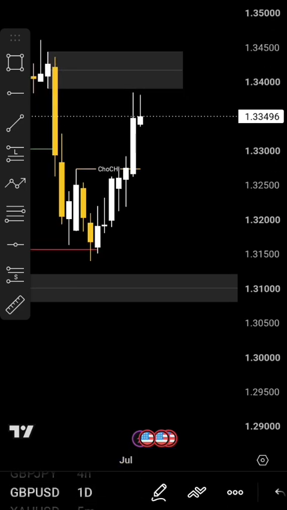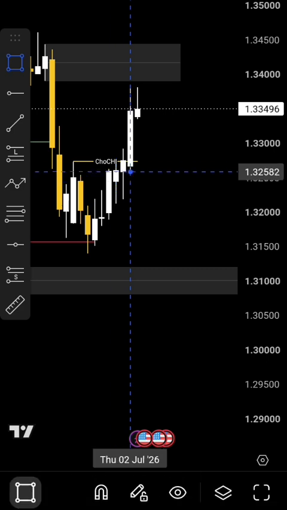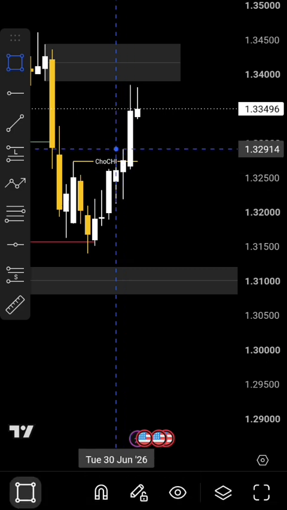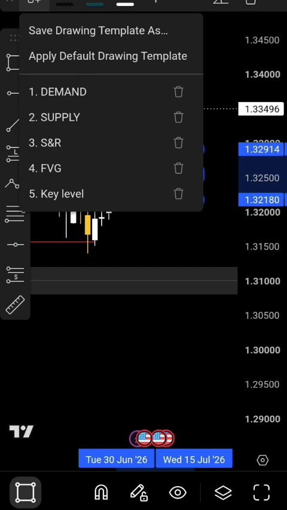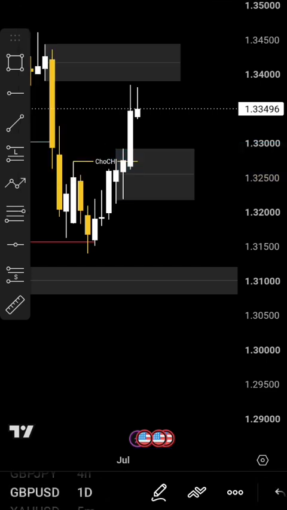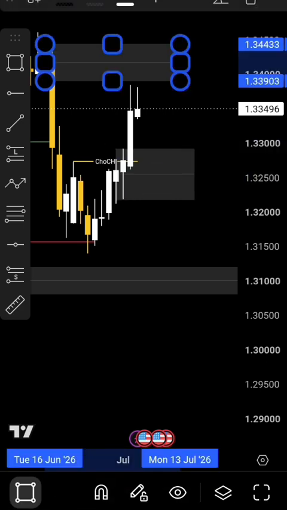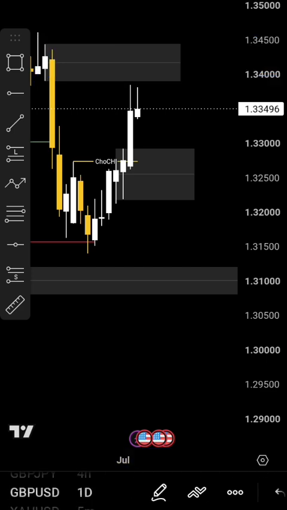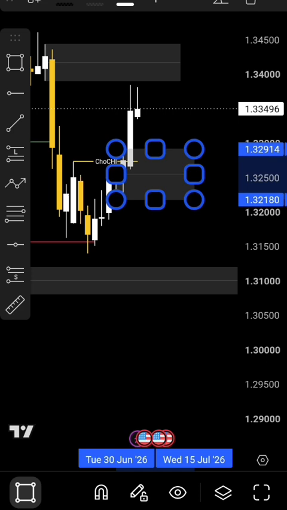Looking at what we have, we have gotten a change of character, and we have this other block here from the daily time frame. Just mark it as a key level. We have another block here, and another block here. We have gotten a perfect supply and demand area to look at. So our main focus is going to be this place. This is the zone that we are interested in trading right now.